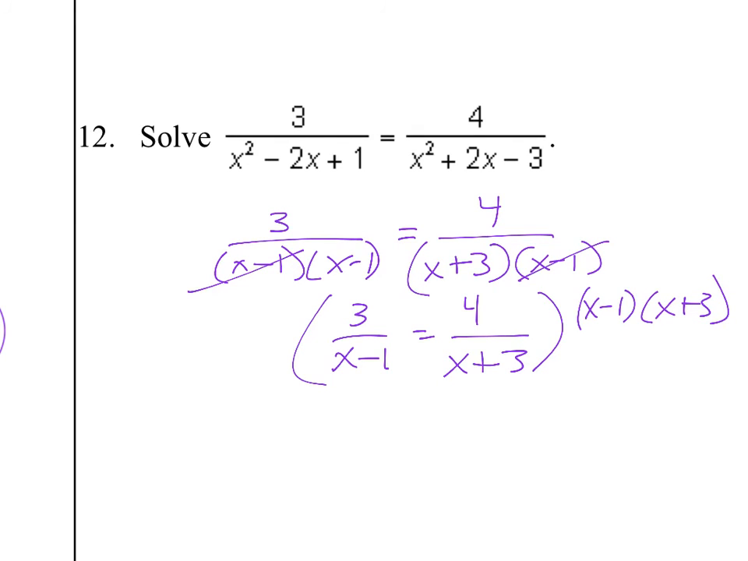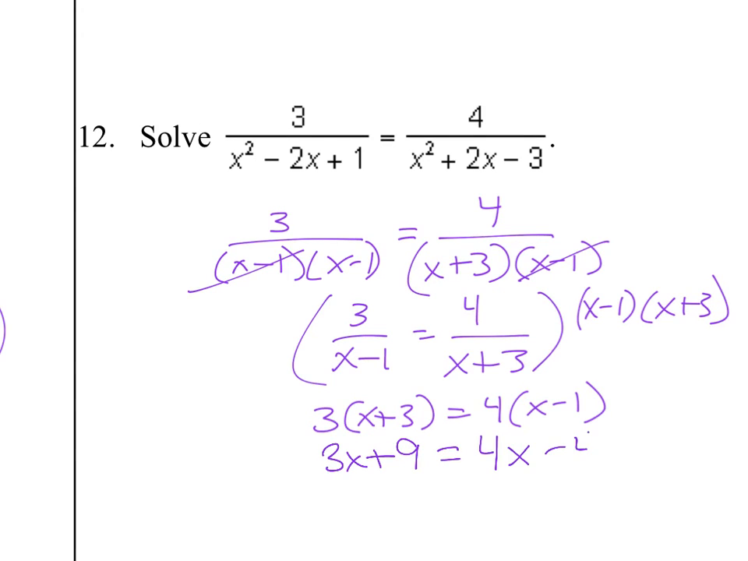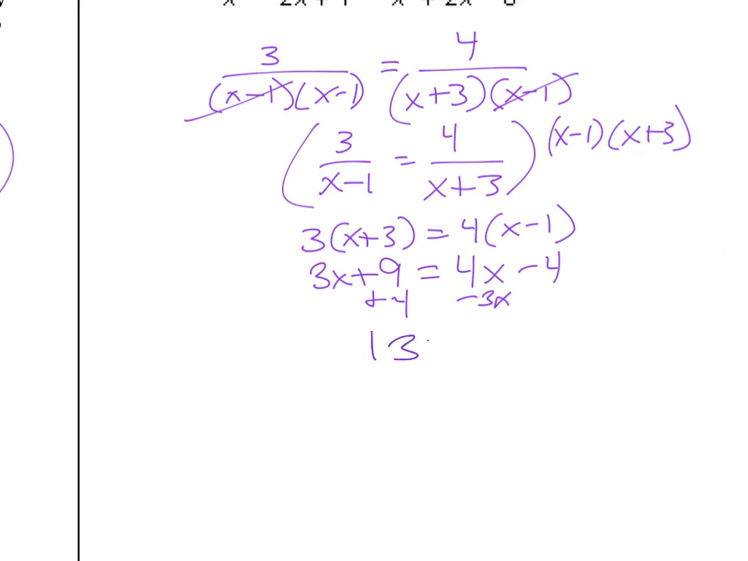When I multiply the first term by that, the x minus 1 crosses out, so I've got 3 times x plus 3. When I multiply the second term, the x plus 3 crosses out, so I've got 4 times x minus 1. We multiply the 3 in, so we get 3x plus 9 equals 4x minus 4. We subtract the 3x, we add the 4, and that gives us 13 equals x, and that's our final answer.